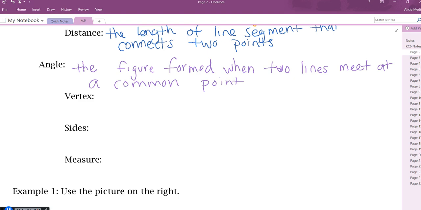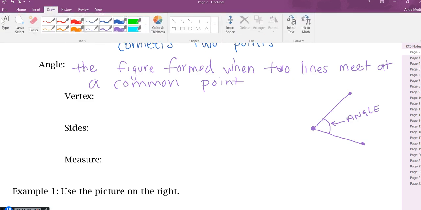All right, so I'm going to have 2 lines. So a line here, my line segment is going to be connecting 2 points, and then they have to meet at a common point. So that would be my common point right there, wherever those 2 line segments meet. This is what is my angle. All right, so that angle that's created when I have these 2 lines, that is what an angle is. That common point that they meet at is the vertex.